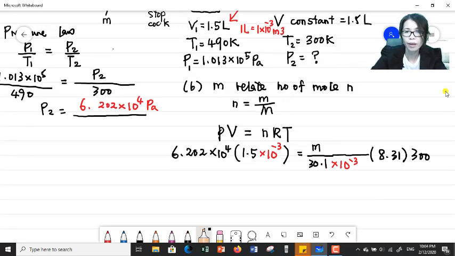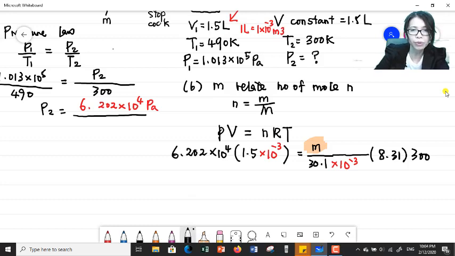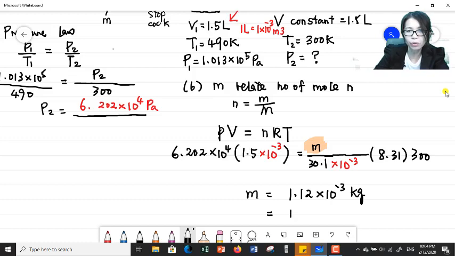So class, we can calculate the mass of the ethene gas. You might pause the video to do the calculation. If we do the calculation correctly, we will get the mass of the ethene gas that remains in the flask to be 1.12 × 10^-3 kg, or equivalently 1.12 gram.